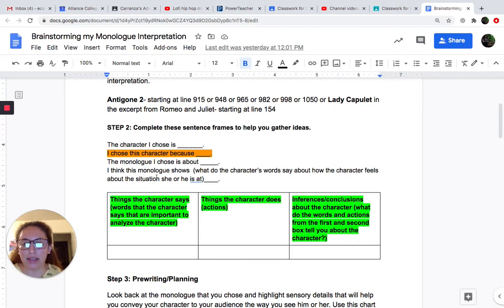And then I think this monologue shows, what do you think the character's words say about how the character feels about the situation he or she is in? So in the example of Lady Capulet, I think this monologue shows that Lady Capulet feels it would be unfair for Romeo to not be punished for the killing of her cousin Tybalt. That would be an example.